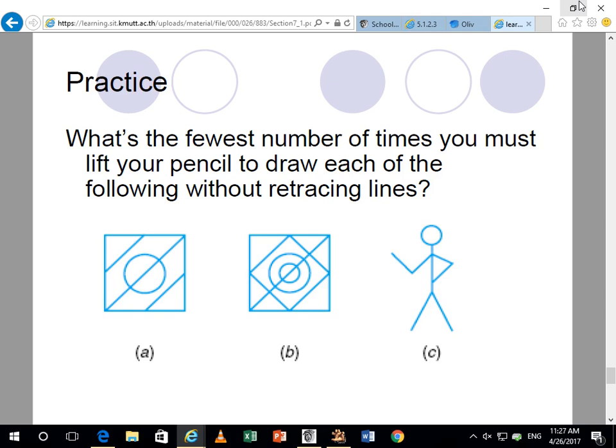So we have a complete graph here. To answer this question, you break it into subgraphs. That's a partition, a complete partition of this. And then show each partition is Eulerian. If it's Eulerian, that means you can trace it without lifting your hand.